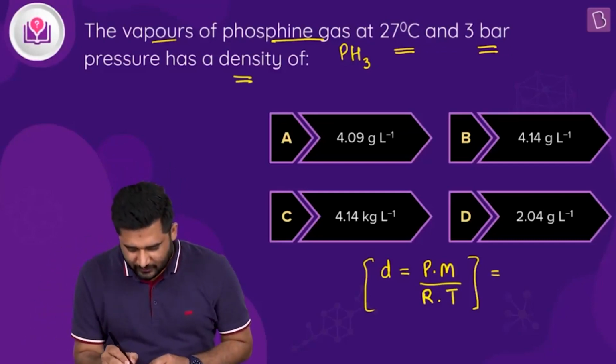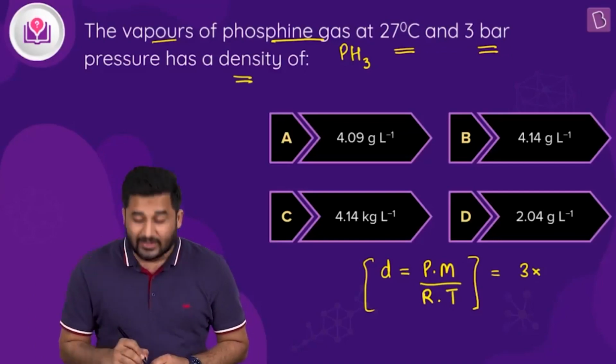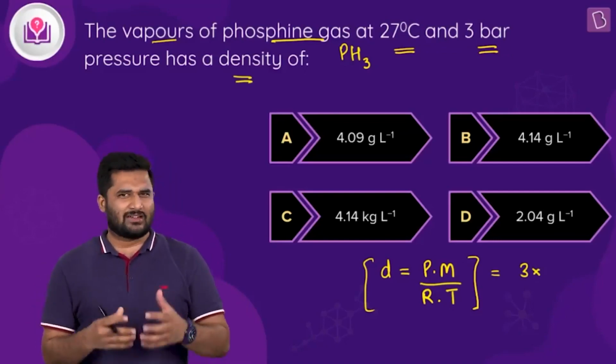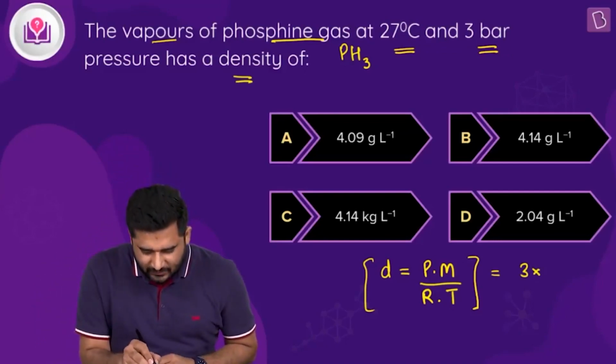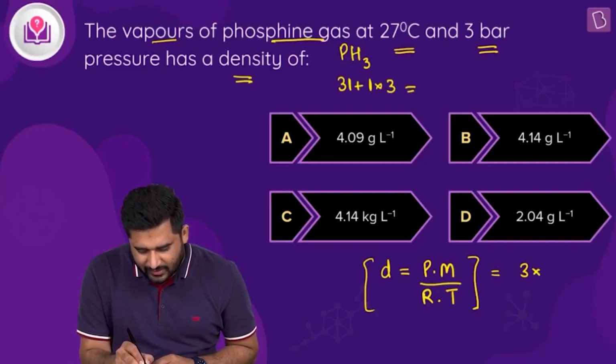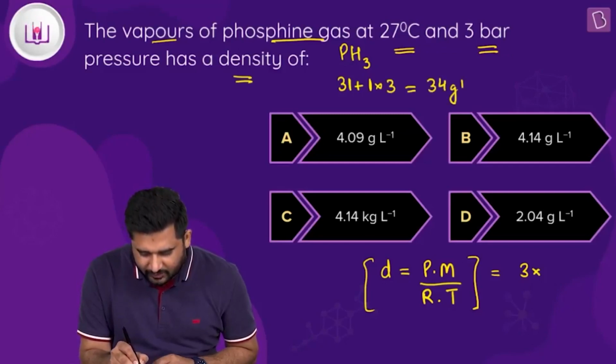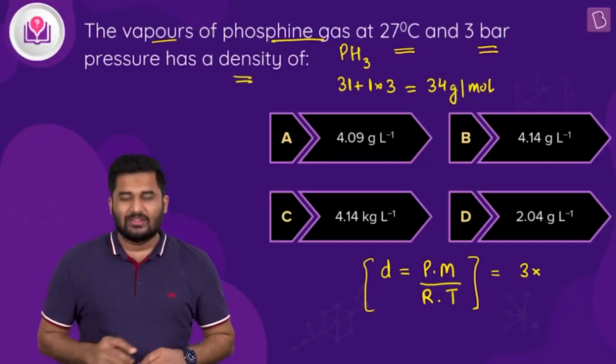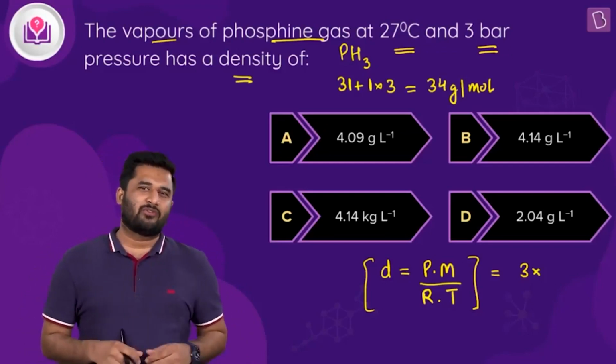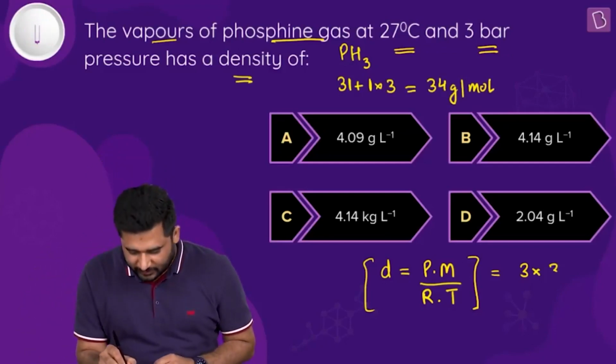Now you can see for pressure we have 3 bar. Molar mass is not given, so let us calculate it. In PH3, for phosphorus it is 31, and for hydrogen it is 1 into 3, and that means a total of 34 grams per mole. This is the value of molar mass of phosphine. So let us put this value here.